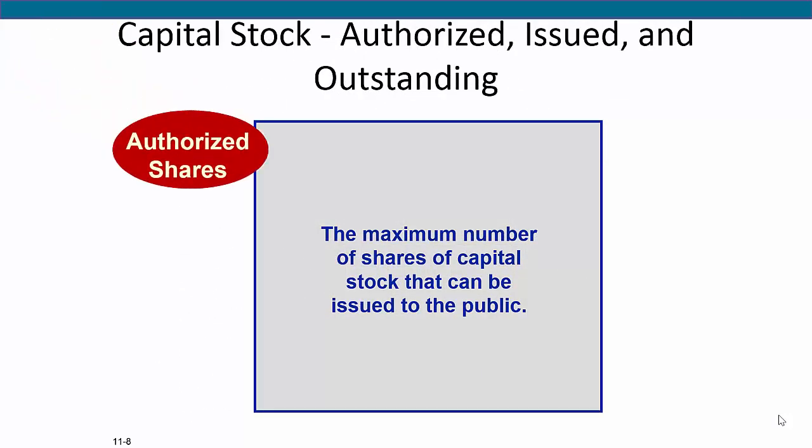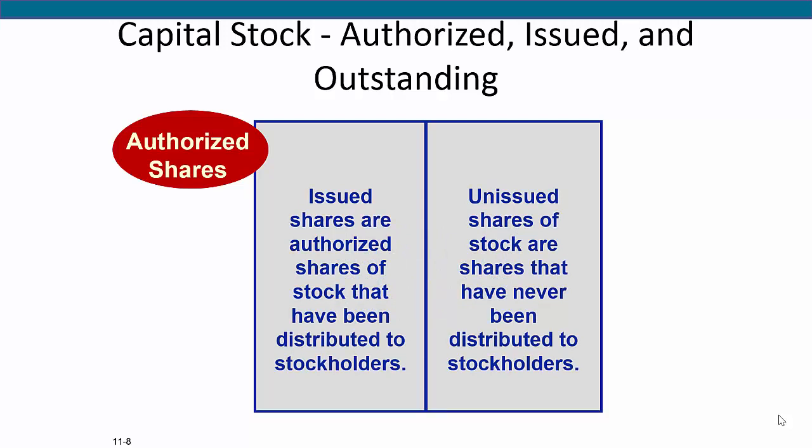Before we learn how to account for equity transactions, there are several terms related to stock that we need to understand. Authorized shares are the maximum number of shares of stock that can be issued to the public. The number of authorized shares is identified in the corporate charter or articles of incorporation that is issued by the state. Authorized shares can be classified as either issued or unissued. Issued shares are authorized shares of stock that have been distributed to the stockholders. Unissued shares are authorized shares of stock that have never been issued to stockholders.